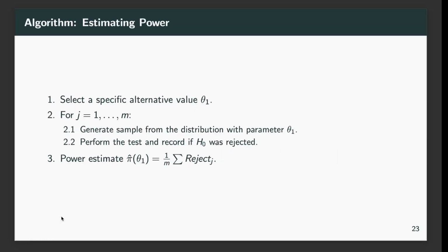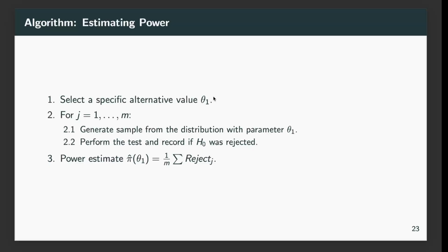So let's look at the algorithm for estimating the power. The key difference between estimating power and estimating the type 1 error is that in this case, we need to generate samples from the alternative distribution. The first step is to select a specific alternative value theta 1. This is the parameter value under the alternative hypothesis at which we want to estimate the power.